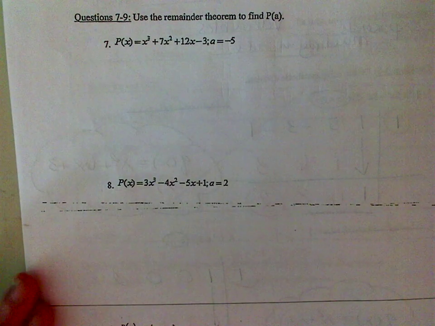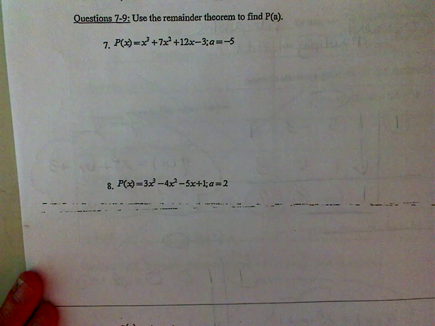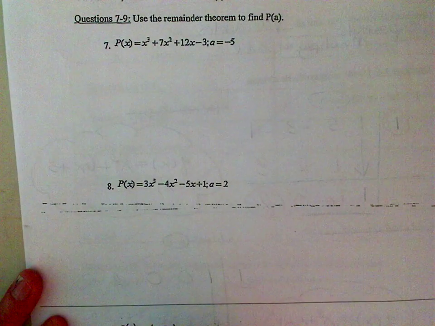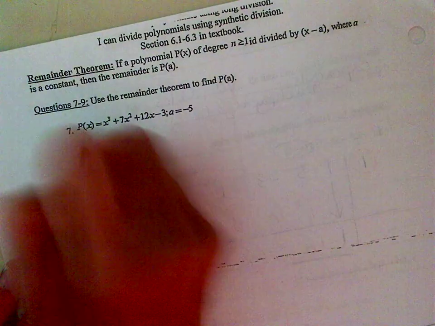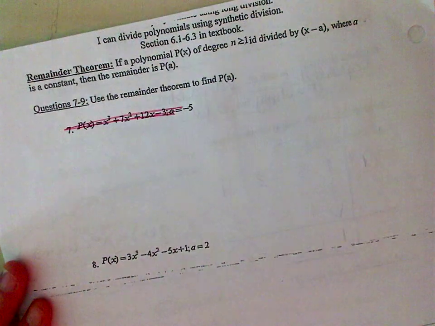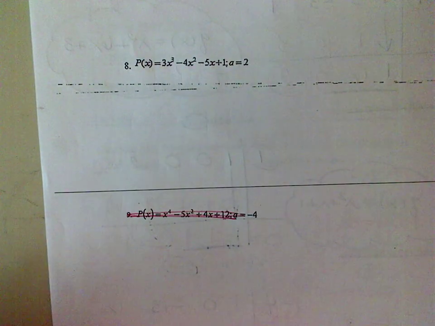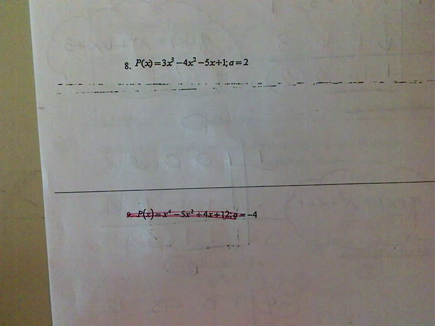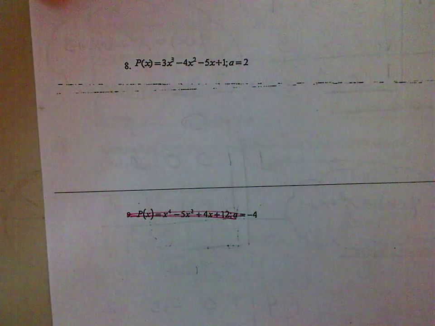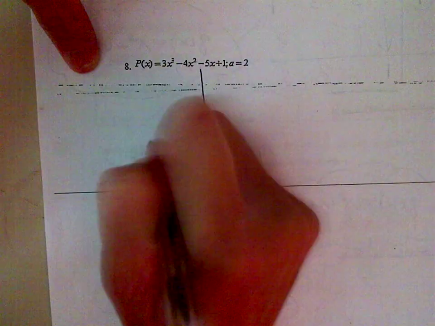Okay, the remainder theorem. So I don't need to do all of these. I'm actually going to do just number 8. Because the remainder theorem is just like what we just did on the previous page, except the only difference is that my answer is just the remainder. And there's another difference too, but first let's make our vertical line and our horizontal line.